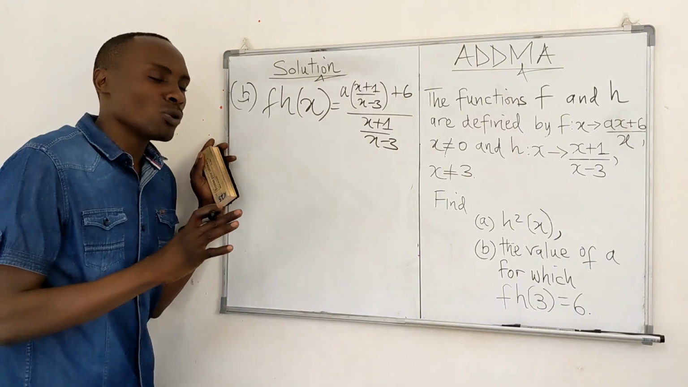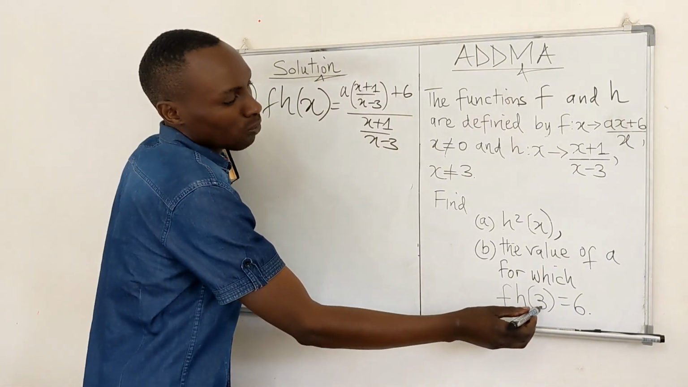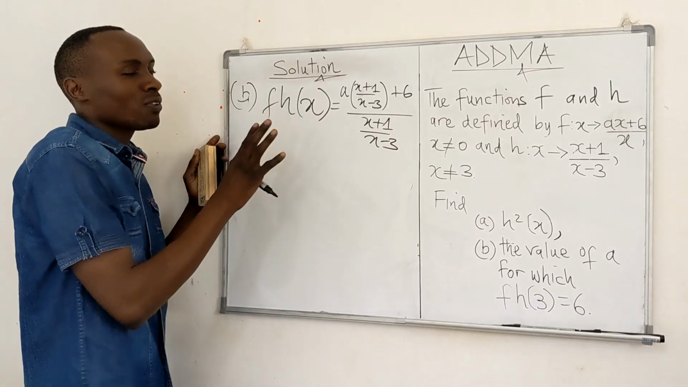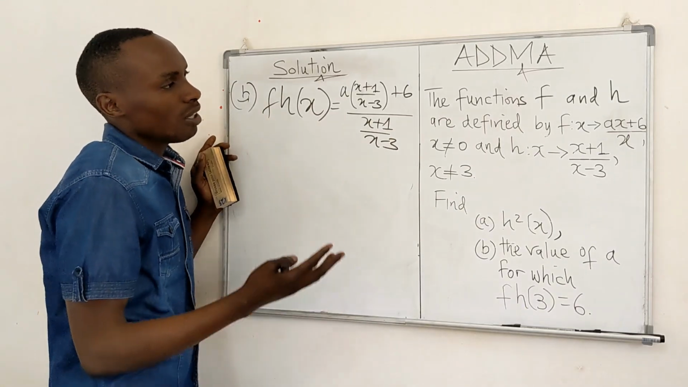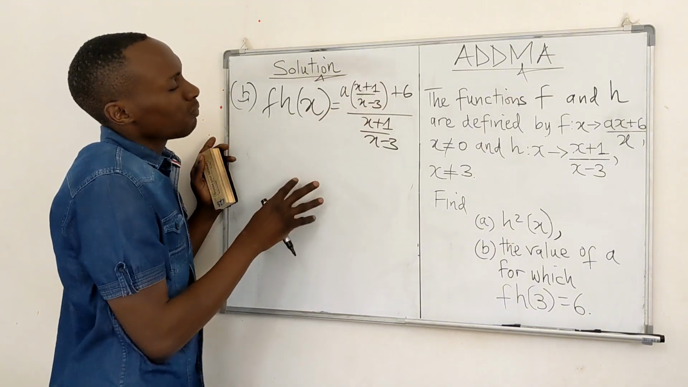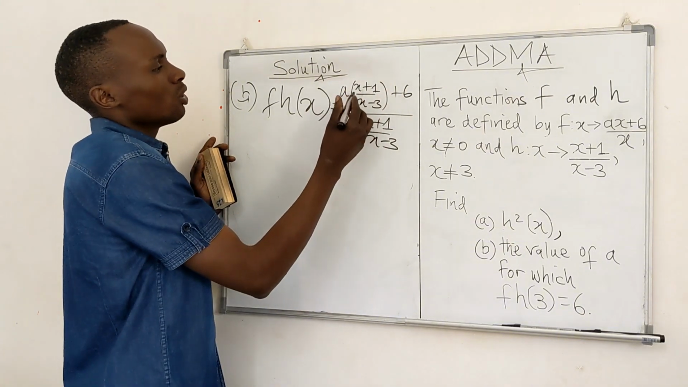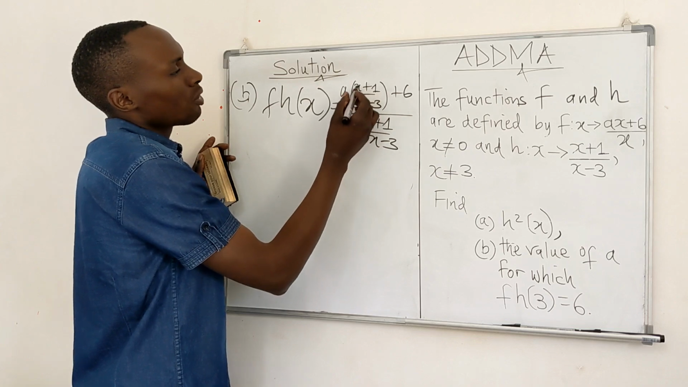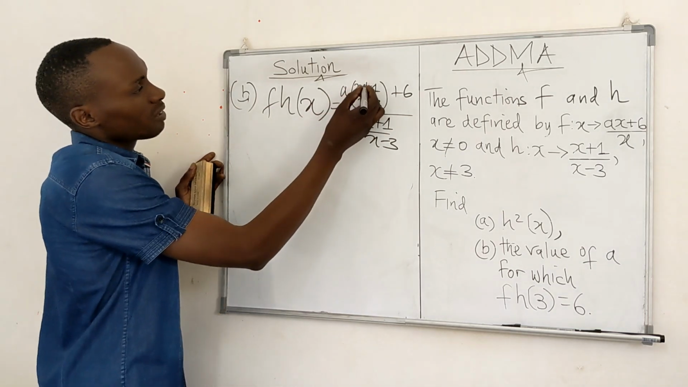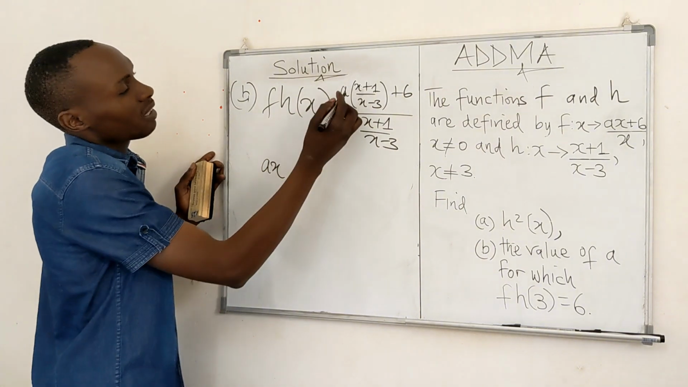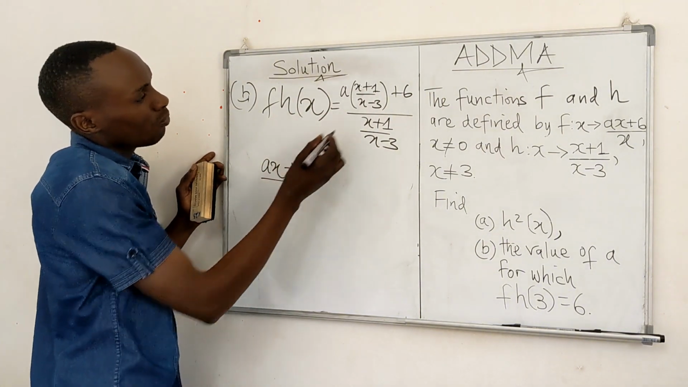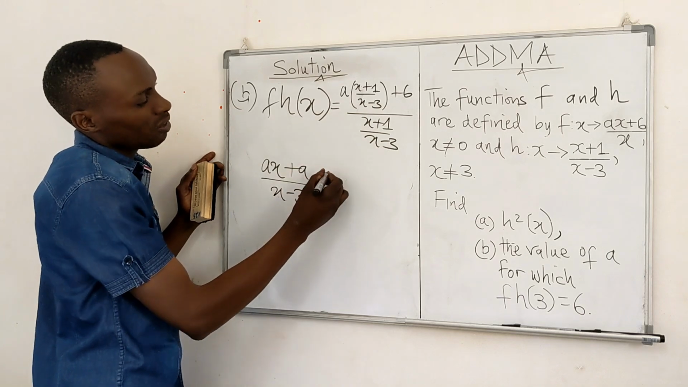Now at this point we cannot substitute the value of x as 3. This is because we're going to have a situation where this function will be undefined. So what do we do? We simplify further first. What we have on top, a is going to multiply with the numerator here on top. So let's do it this way. What is a times x? It gives ax. A times 1, that is a. Then over x minus 3, then plus 6.